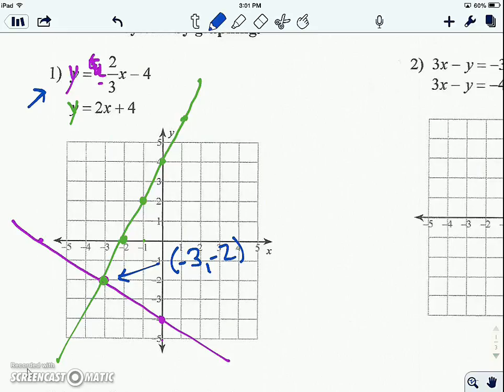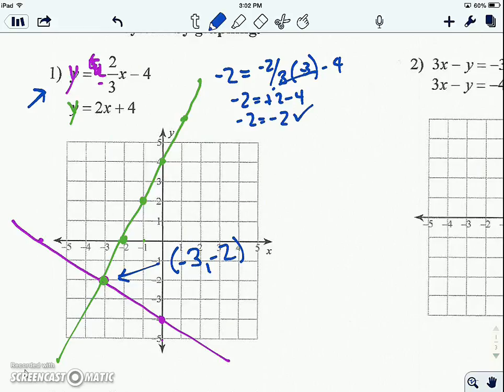And what that means is if you plugged a -3 into this equation, it would become a true equation. So let's check that. -2, that's our y, equals -2/3 times -3 minus 4. And so that's -2 equals, these would cancel out, and you would get a +2 minus 4. So you'd get -2 equals -2. That made it a true solution.